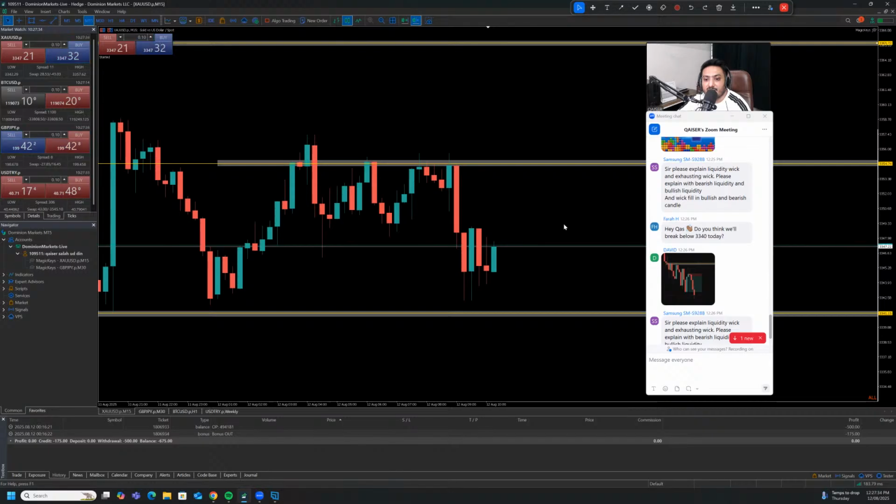Sir, please explain liquidity wick and exhaustion wick. Please explain with bearish liquidity and bullish liquidity and wick fill in bullish and bearish candle.